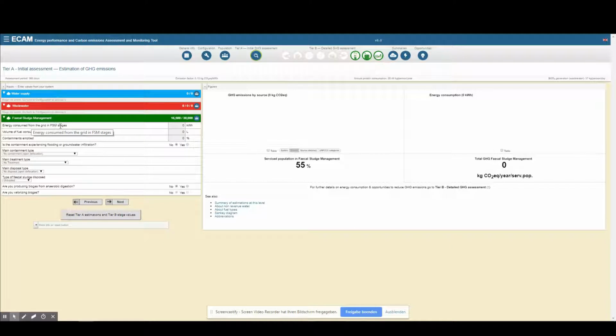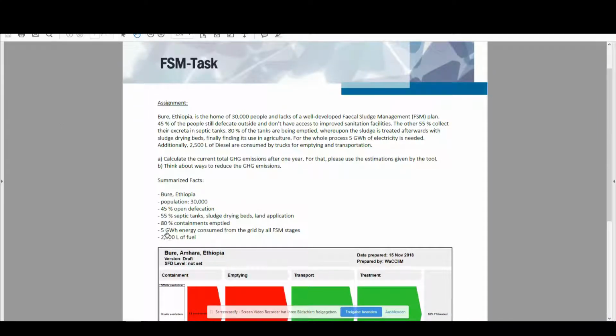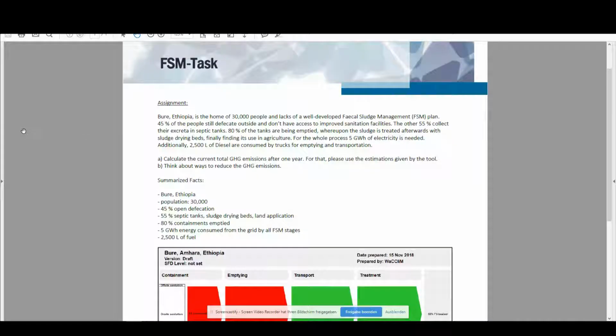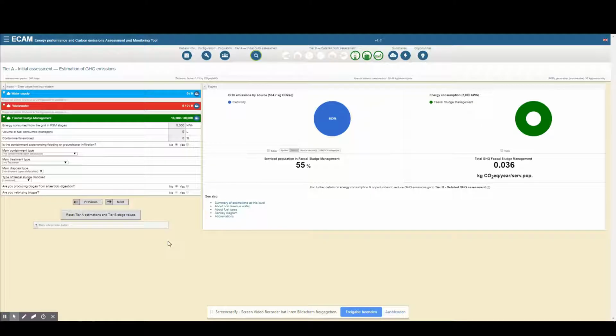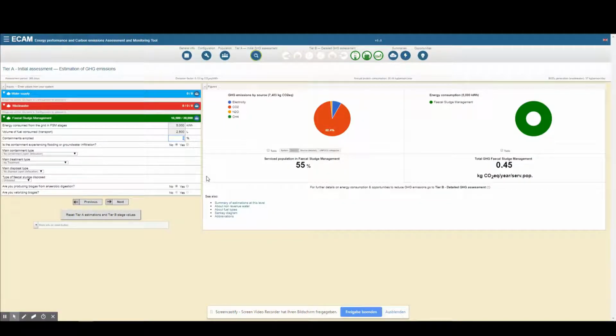The first thing we should type in is the energy consumed from the grid in the FSM stages and vehicle sludge management stage. Let's have a look. It says here 5 gigawatt hours. Now we need to be careful because the unit is kilowatt hours, so we need to multiply it by 1000. We have 5000 kilowatt hours. The volume of the fuel which is consumed is 2500 liters of fuel. Containment is going to be emptied 3%.